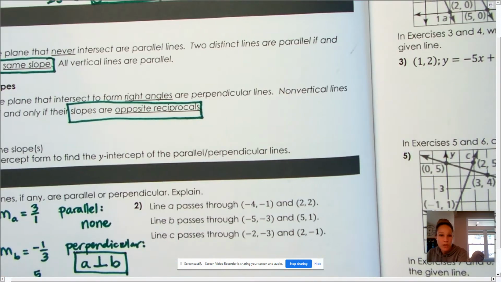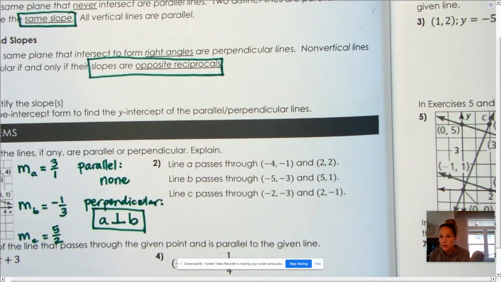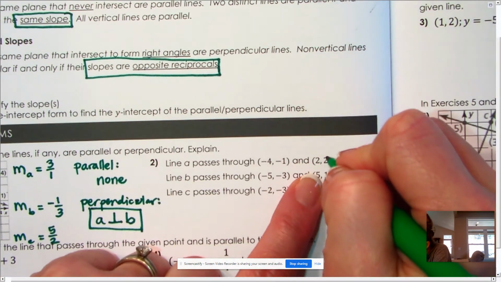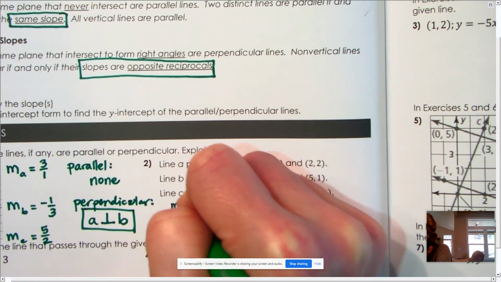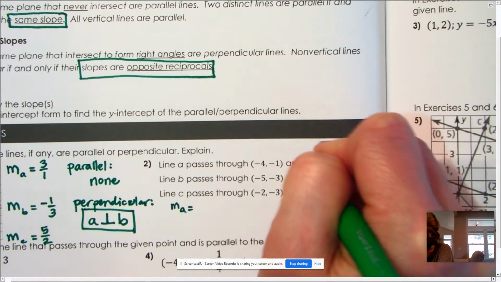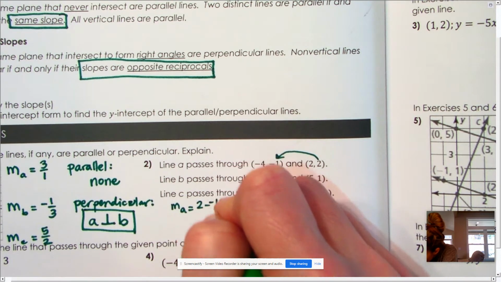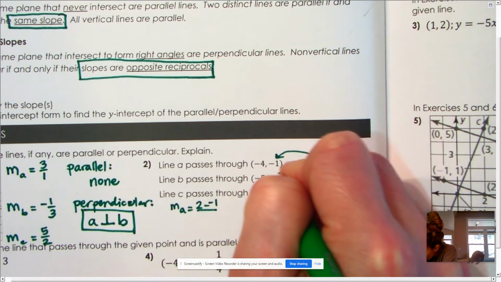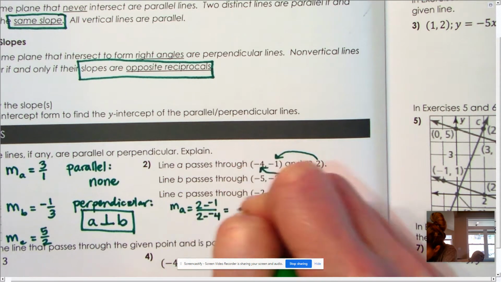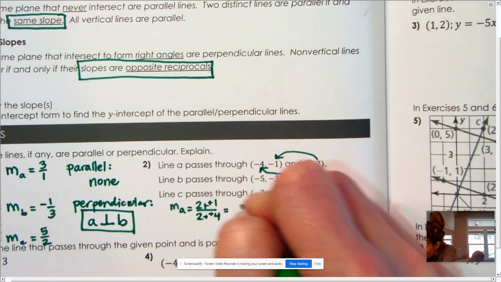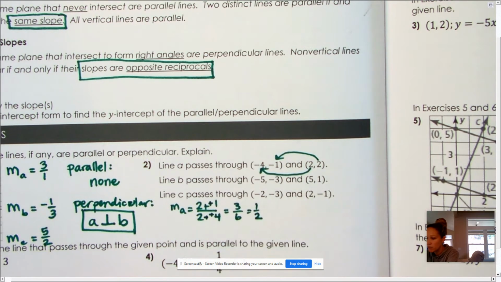Okay, so looking at problem 2, we're going to do the same thing, but instead of counting up and over on the graph, we're going to solve for it. Remember that I'm going to find the slope of A, which would be y2 minus y1. So 2 minus negative 1, and then x2 minus x1. So 2 minus negative 4. And so anytime I have minus a negative, that's the same thing as add. So 3 over 6, if I reduce, is 1/2.